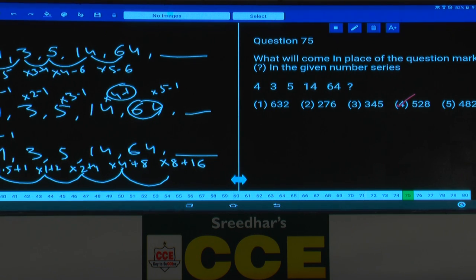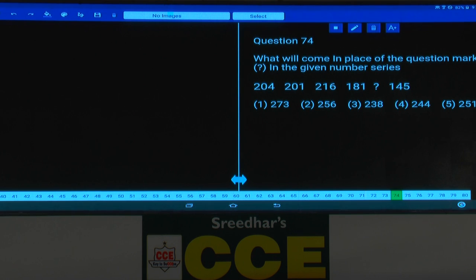Question number 74. Now what is given in this 74 here? Now 74, 204, 201, 216, 181 and 145, isn't it? Then question number 74, any answer to this one? Now 204, 216. What is the difference between these two here? 204 and 216, the difference between these two numbers is 12. And the next difference, 204, 201. As the numbers are decreasing at a smaller rate, it must be under difference only. 204, 201, next one 216, and 181, and next one is 145.